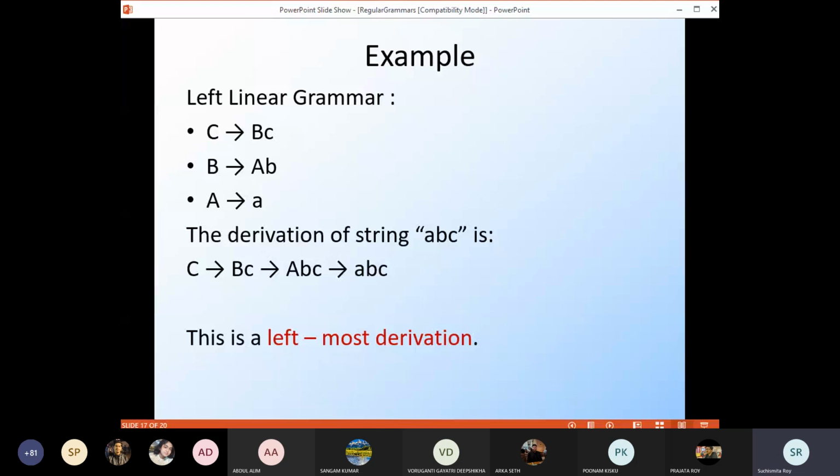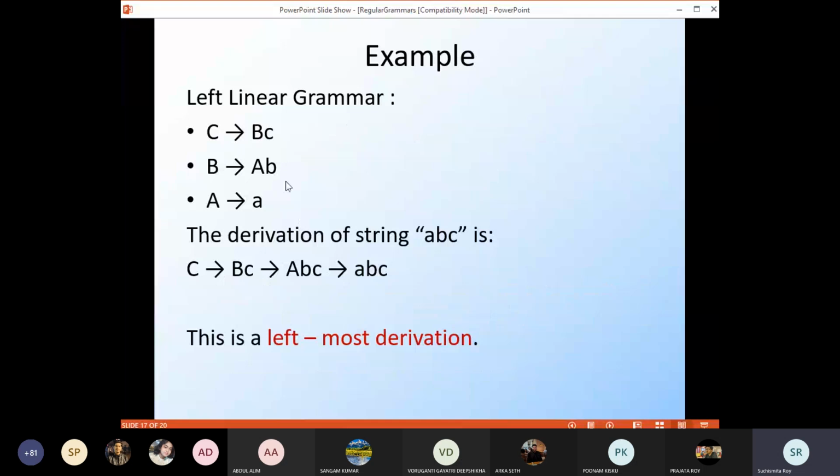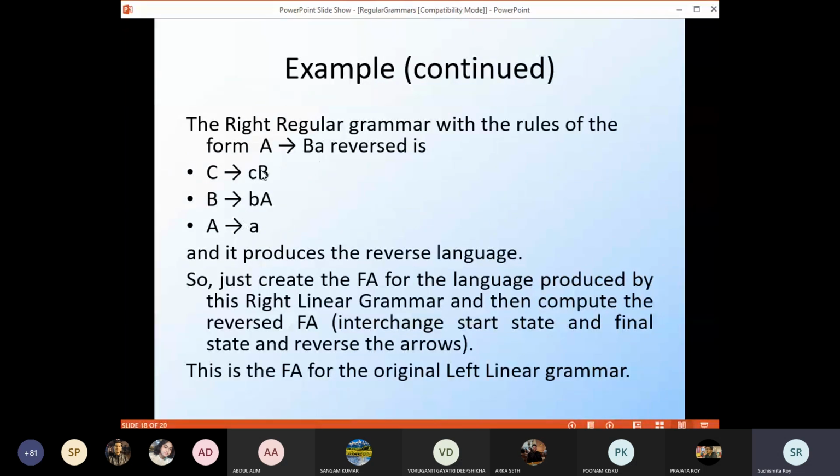Remember that. Okay. Now, for example, you have a left linear grammar, and the derivation, for example, for the string ABC in this is C, assuming C is the start symbol. Okay, C to BC to ABC. This is a leftmost derivation because it's a left linear grammar. Then what do you do? Reverse the grammar. The right regular grammar is the rules of the form just reversed. Okay, so these same rules, you have reversed them all and you get this grammar. And it produces the reverse language.